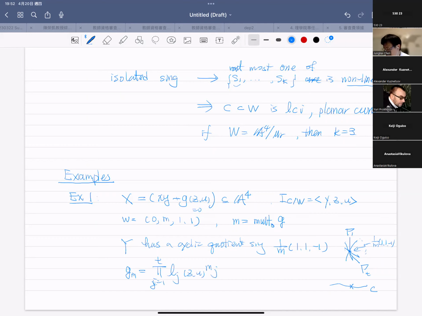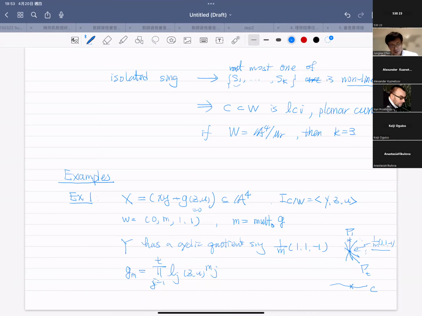Okay, so suppose that Gm factorized into T components, then the preimage of the origin consists of T curves, and each component passes through the unique quotient singularities. Also, if mj is greater than or equal to 2, suppose that m1 is greater than or equal to 2, then there's another constant singularity here. So for each example, we can have a very explicit description like this.